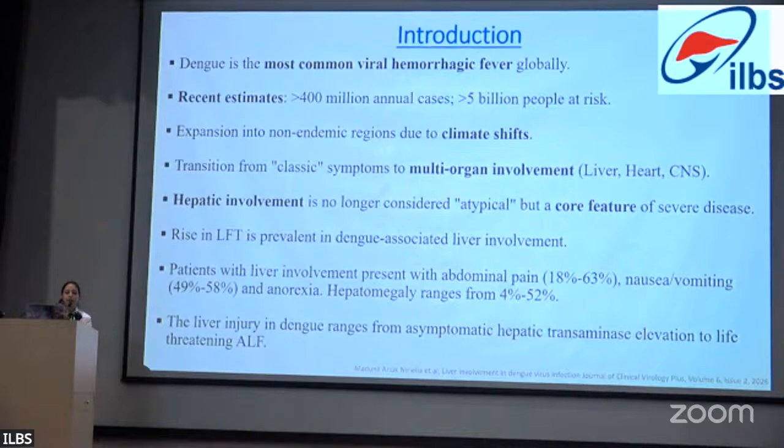There is a transition from classic symptoms to multi-organ involvement like liver, heart, and CNS. Hepatic involvement is no longer considered atypical but a core feature of severe disease. Rise in liver function tests is prevalent in dengue-associated liver involvement. Patients with liver involvement present with abdominal pain, nausea, vomiting, and anorexia. Hepatomegaly ranges from 4% to 52% of patients. The liver injury in dengue ranges from asymptomatic hepatic transaminase elevation to life-threatening ALF.